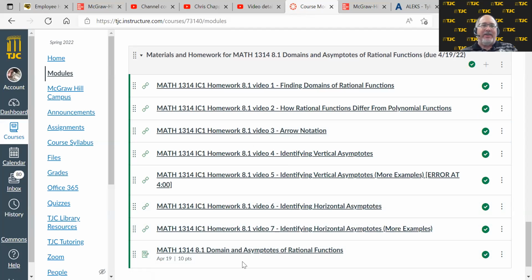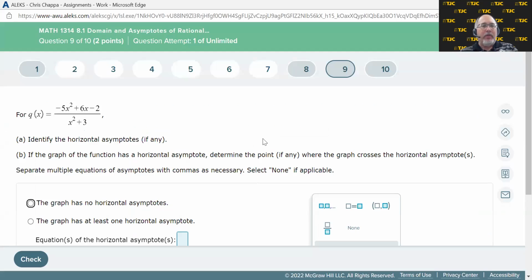This is question 9 on the homework 8.1, where you're asked to identify the horizontal asymptotes, which was discussed in the previous 2 videos in this module. But in part B, it says if the graph has a horizontal asymptote, determine the point, if any, where the graph crosses the horizontal asymptotes. And in the previous videos, I never discussed this concept.